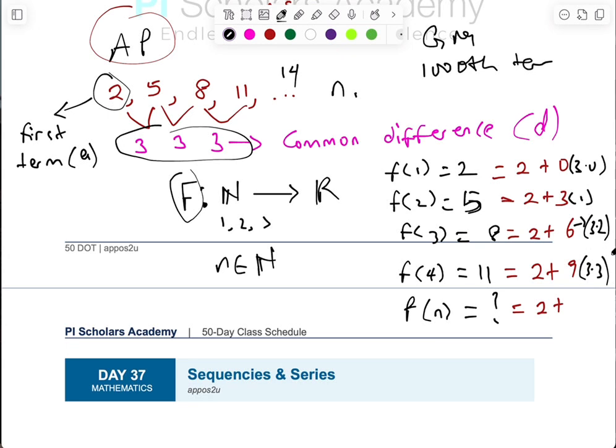So if 3 is the common difference, how do we get the number that we are multiplying with it? You can see that this 0 has a relationship with n. When we have 0 here, n is 1.